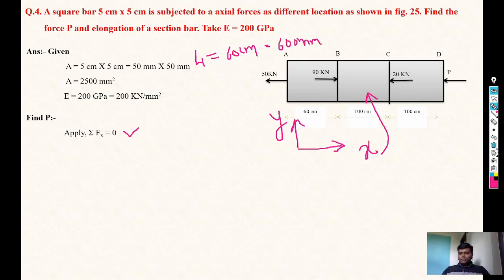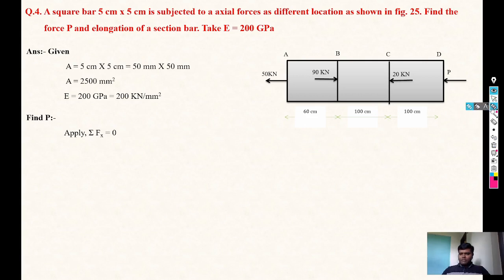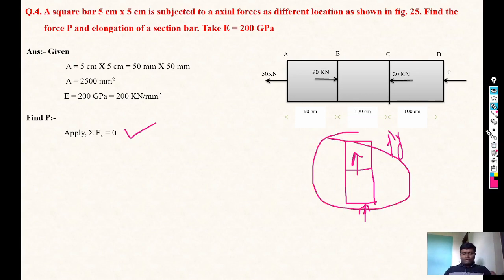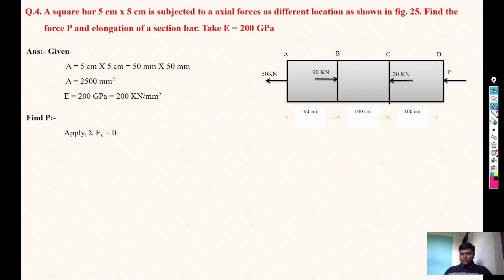Let's say suppose if in the numerical they have given this diagram vertically, in that case we will apply summation fy equals to 0, because all forces are vertical and we are considering vertical y-axis, so it's parallel to y-axis. In that case we can use summation fy equals to 0. But now for this numerical all forces are horizontal, so we are going to use summation fx equals to 0.